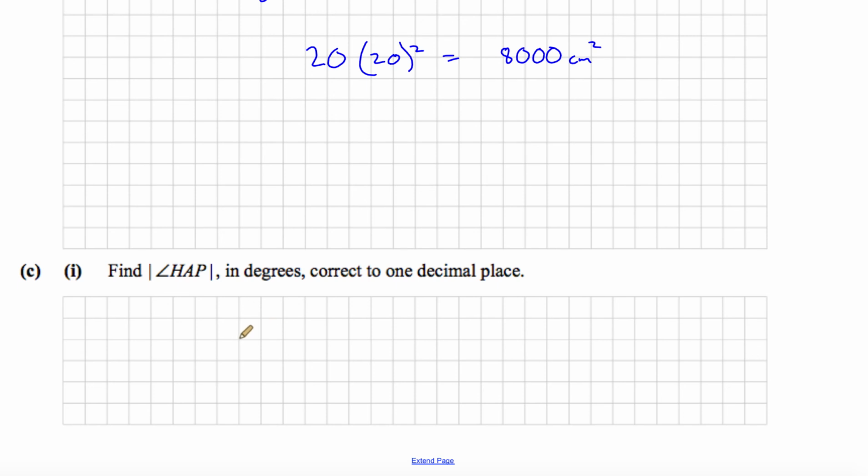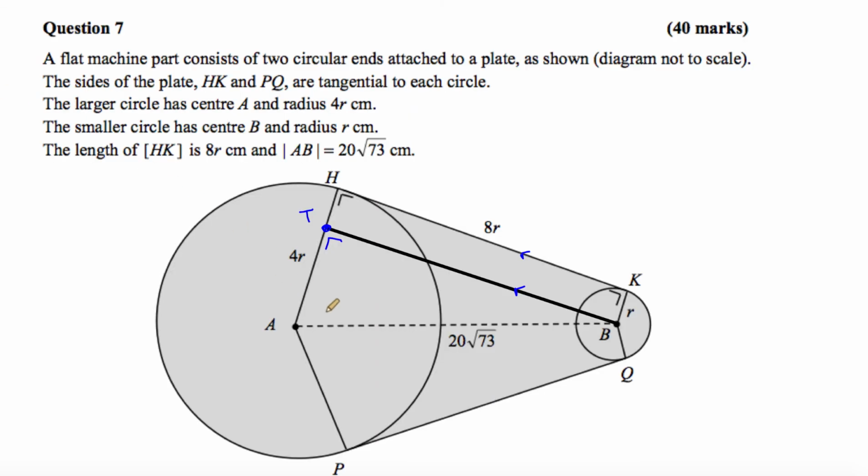Part C1 says find the size of the angle HAP in degrees, correct to one decimal place. So HAP, so H to A to P. So I'm looking for this angle here. Well, if I can find half of it first, this shaded bit here, this angle there, then I can double it to find HAP.